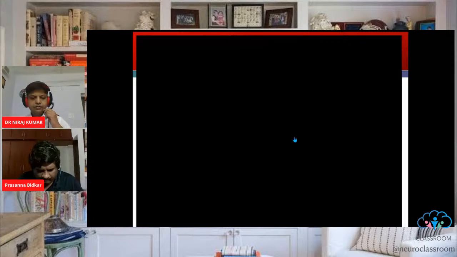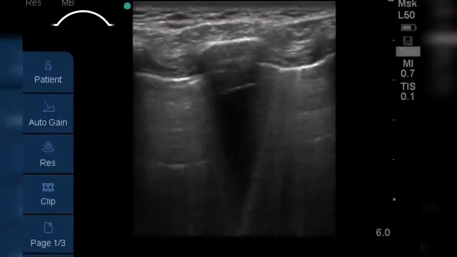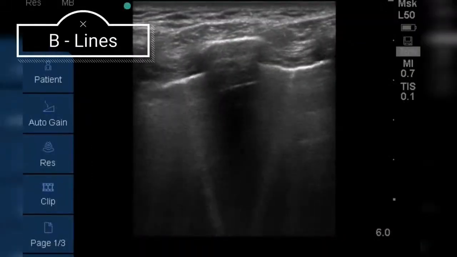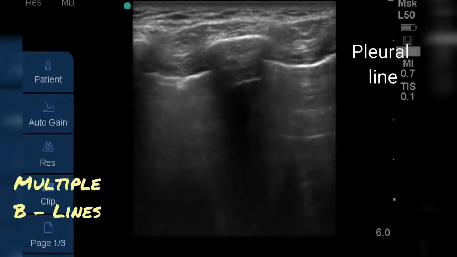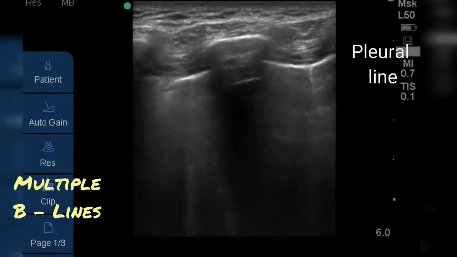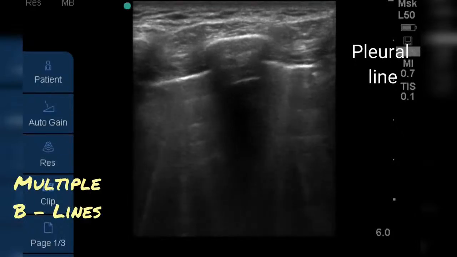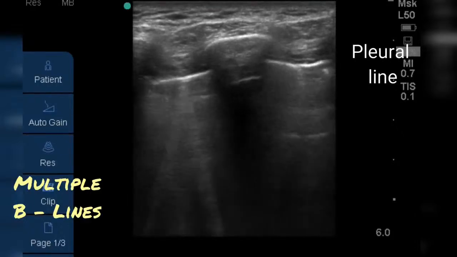So can we have the video of B line? You can see here multiple B lines. They are vertical, hyperechoic, torch-like in appearance, arising from the pleura going to the bottom of the screen and moving synchronously with the respiration.